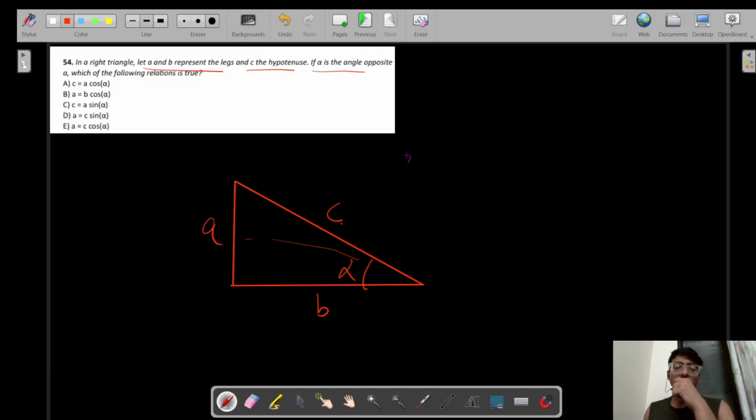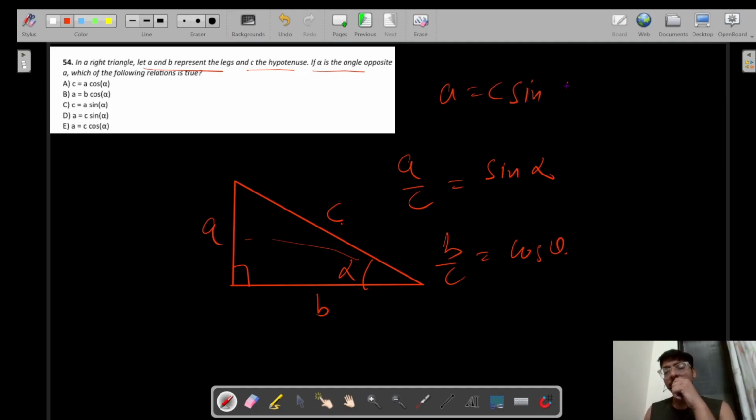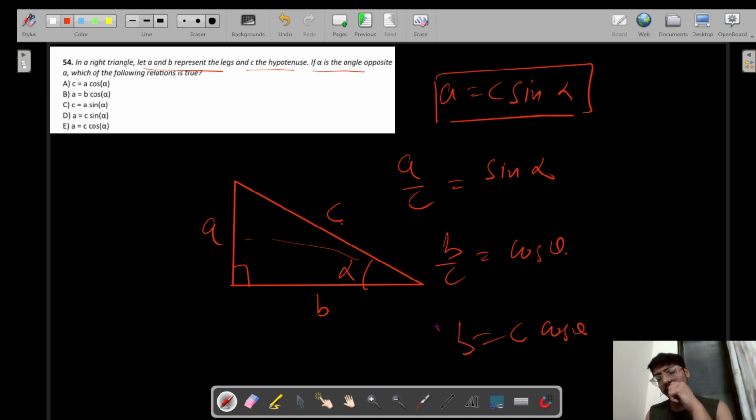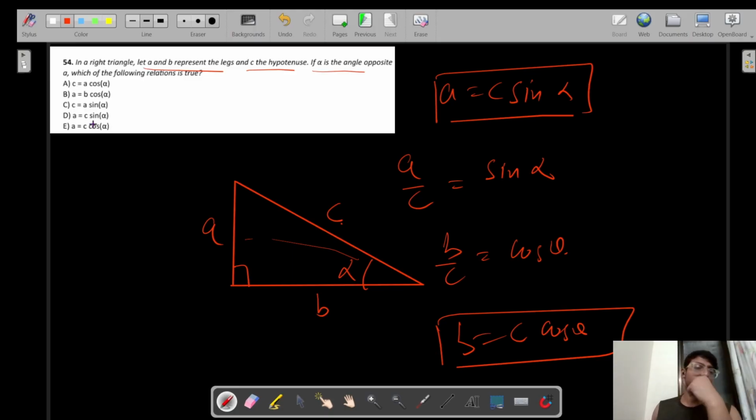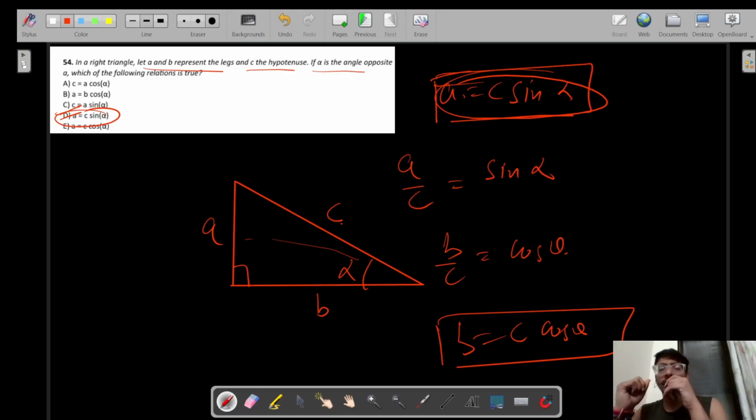You know that A, the perpendicular, by C is nothing but sine alpha, and B by C is nothing but cos alpha. So either A is equal to C sine alpha, or B is equal to C cos alpha. Let me see which option is correct. A is equal to B cos alpha? No. A is equal to C sine alpha, this option is absolutely correct. And these questions were asked in the year 2024.